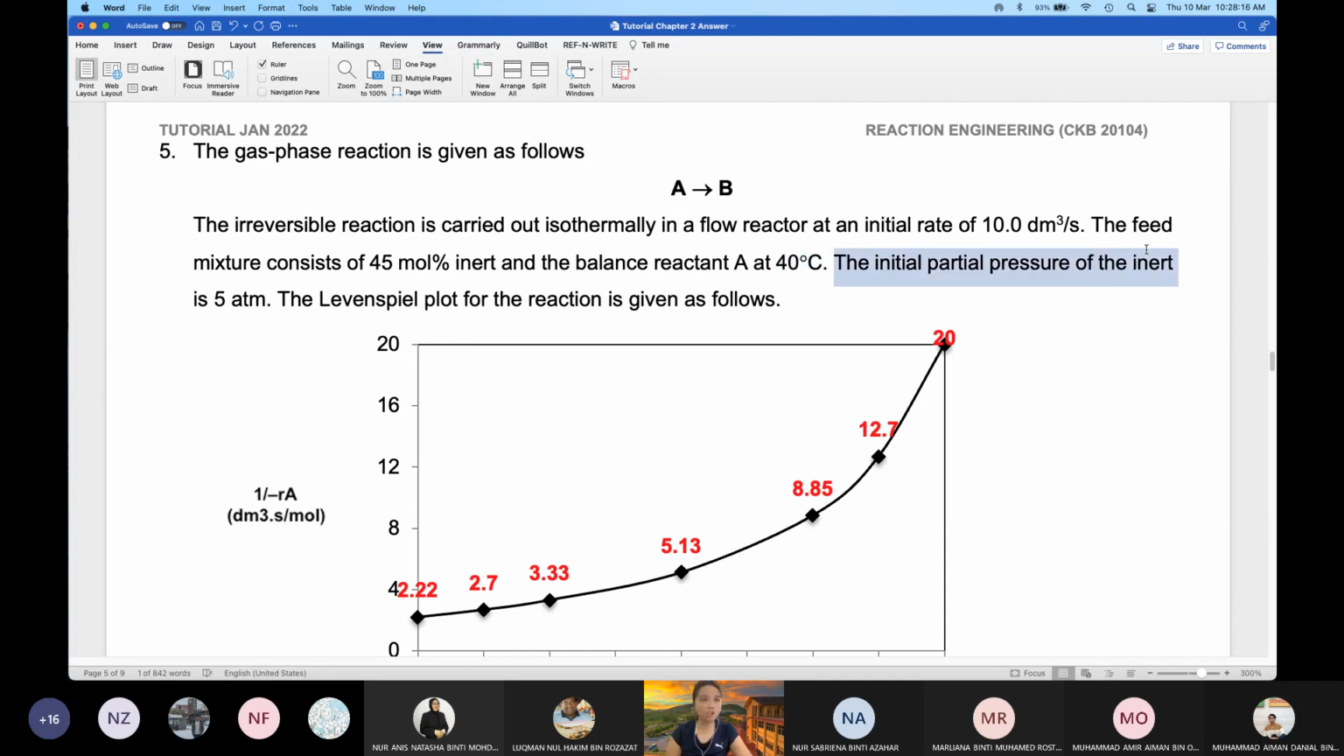So YA0 is 0.55. Next, it tells us the temperature is 40 Celsius, T naught 40 Celsius. The initial partial pressure of the inert is 5 atm. So it gives us the partial pressure of the inert. It tells us the pressure of the inert is 5 atm. It's not the total, and not a mixture of gas A and inert. It's just the inert gas. The 45% inert gas has a pressure of 5 atm. Okay, that's the information they give us.